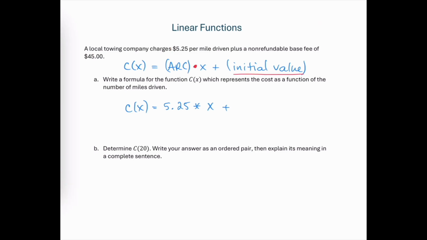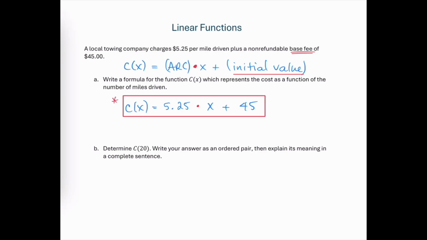Now we're looking for the initial value, and that of course is the base fee, which was $45. So we start with $45, and then to that we're going to add $5.25 for every 1 mile that is driven. So let's change this multiply symbol to something that's a little bit more compact, and now we'll say that this is the cost function that we were asked for in part A.